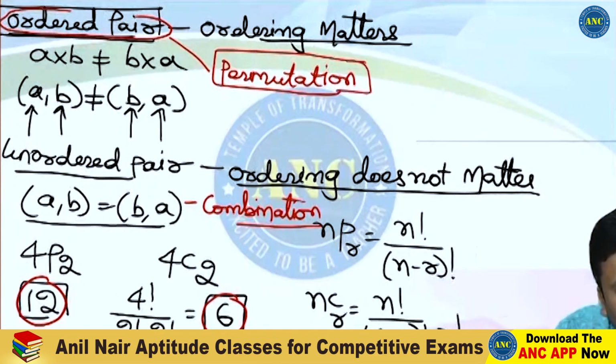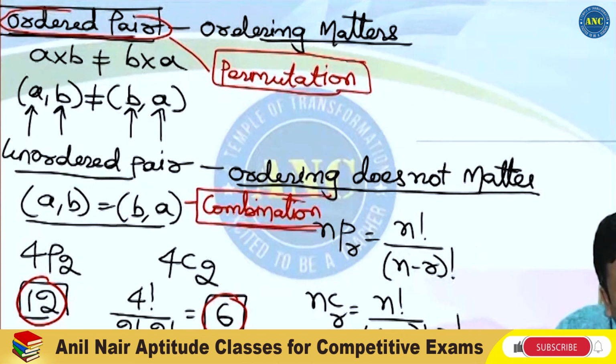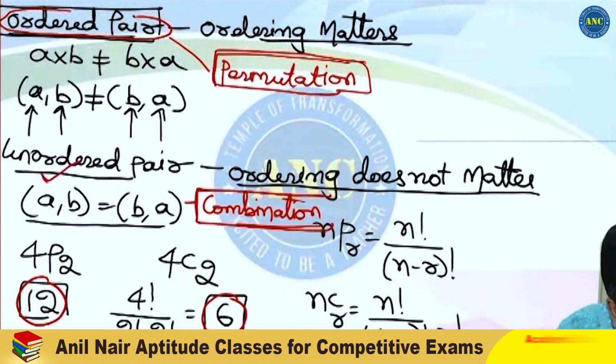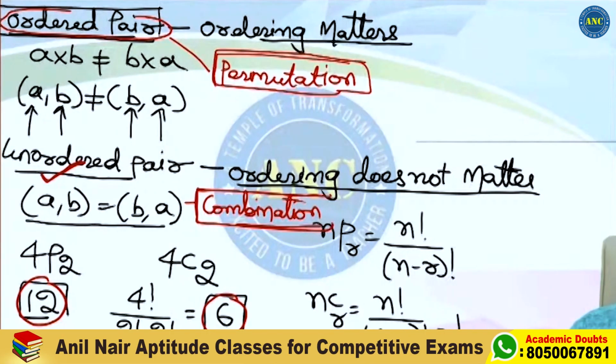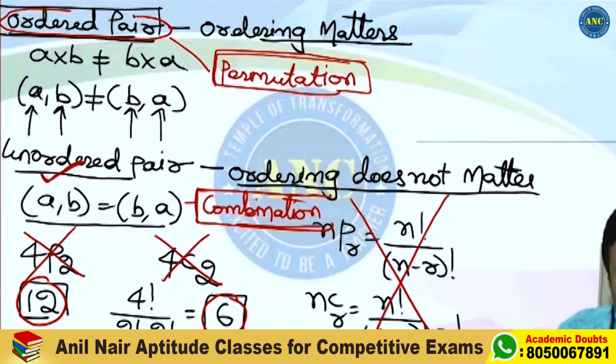Ordered pair is permutation. Unordered pair is nothing but combination. Today we will discuss all the problems with respect to unordered pair. I hope it is clear. These formulas I am not interested in. I am interested in solving the problems very, very fast.